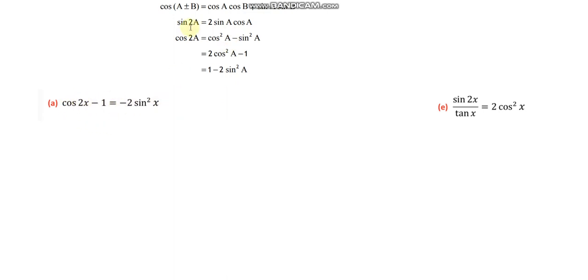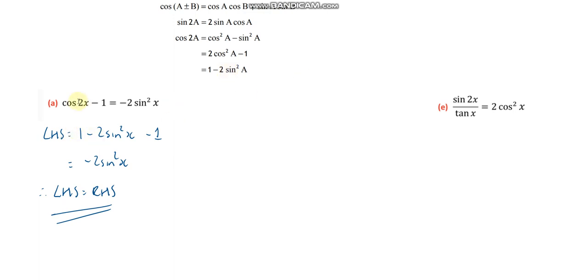Okay, so cos 2x. I can rewrite cos 2x in any way I like. Obviously, there's a sine squared over there, so I'm going to use a sine squared. So cos 2x is the same as 1 minus 2 sine squared x. So the left-hand side equals 1 minus 2 sine squared x, and then take away 1. So the left-hand side is just negative 2 sine squared x. Therefore, the left-hand side equals the right-hand side. That was quite an easy one.